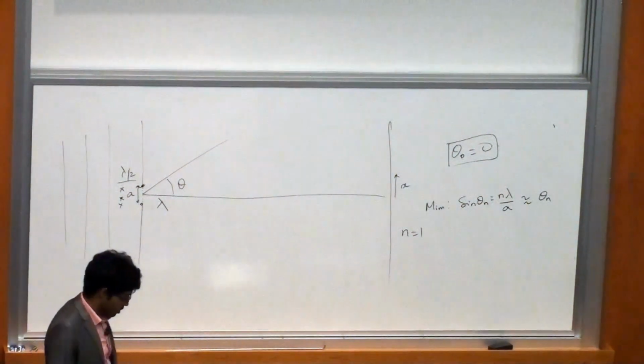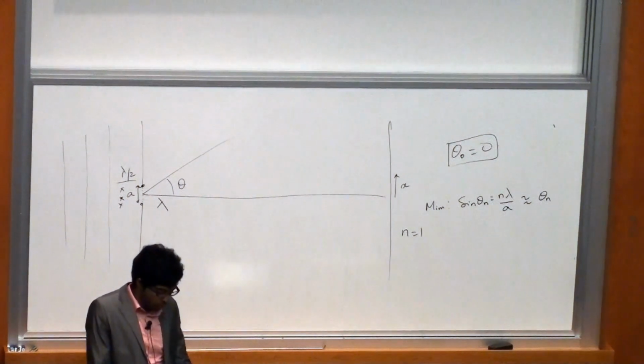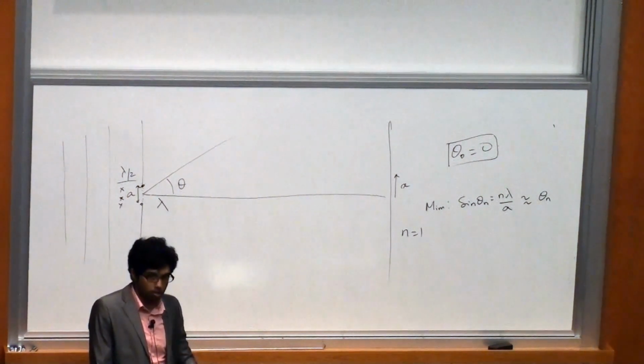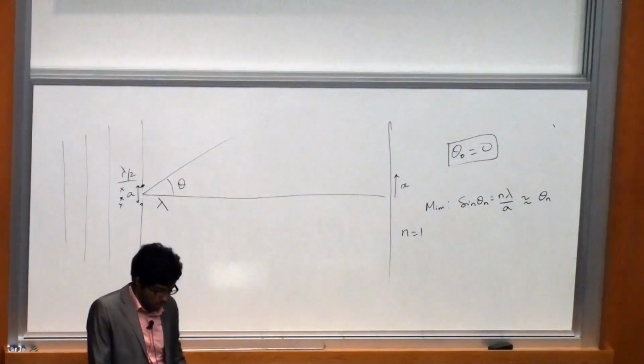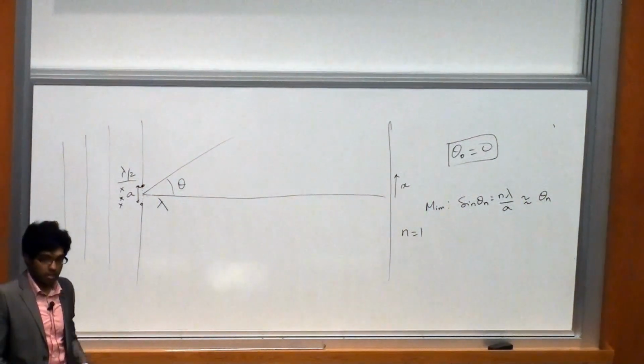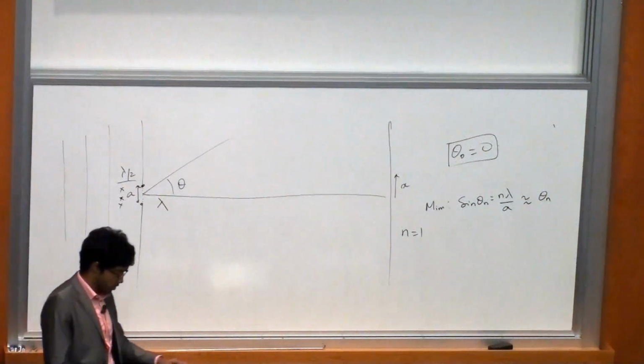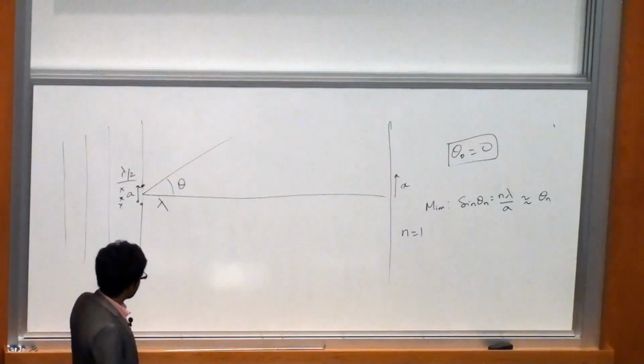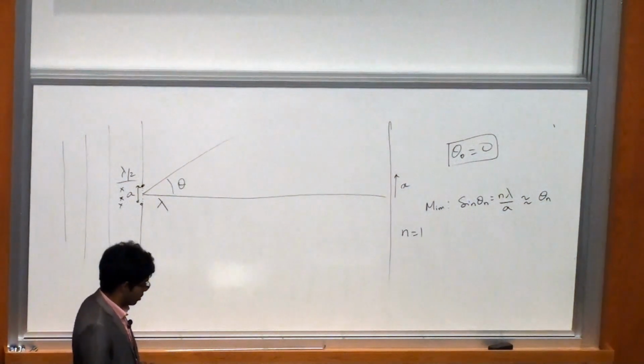So the upper half will always have one Huygens source that will cancel out the bottom half, right? So if I have the upper half canceling out the bottom half, I'll get a minimum. And you can do similar reasoning for the angles as well.